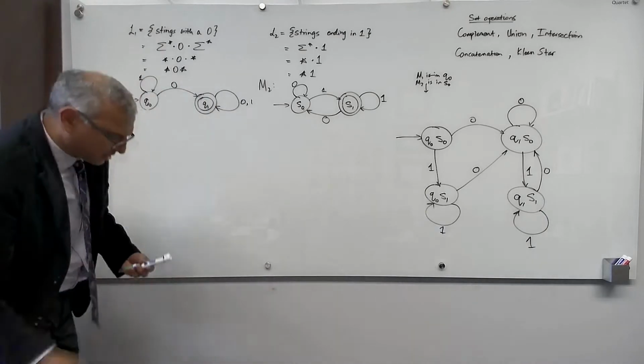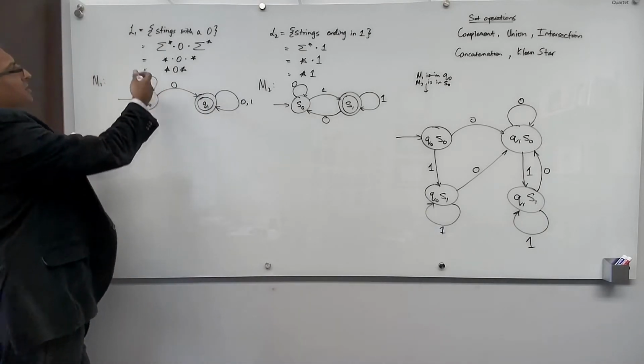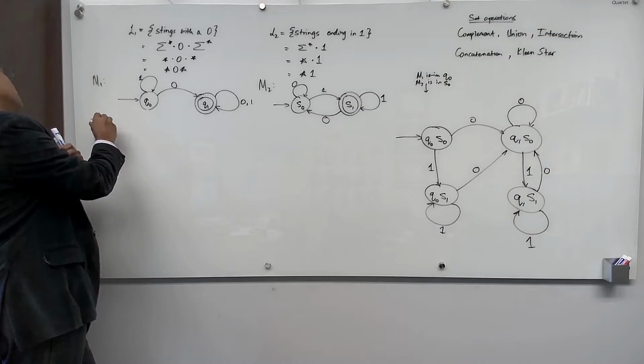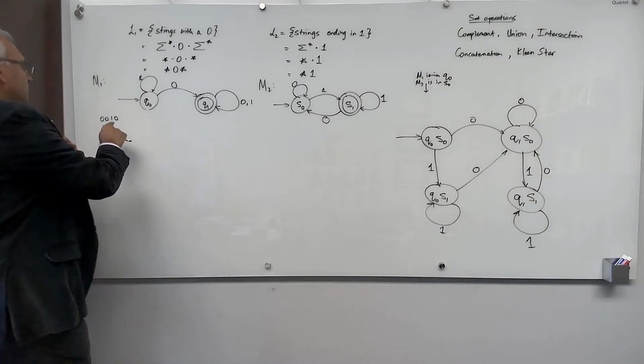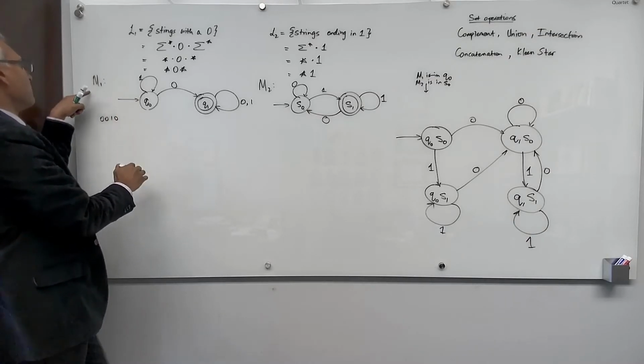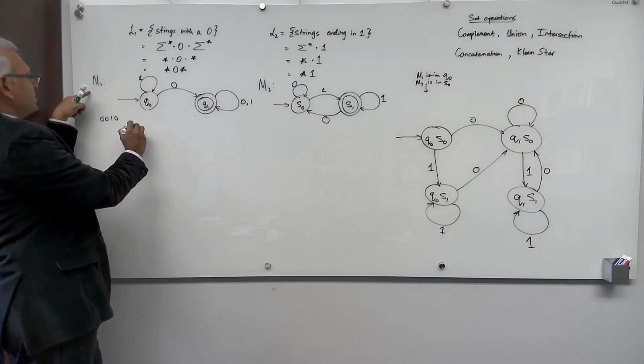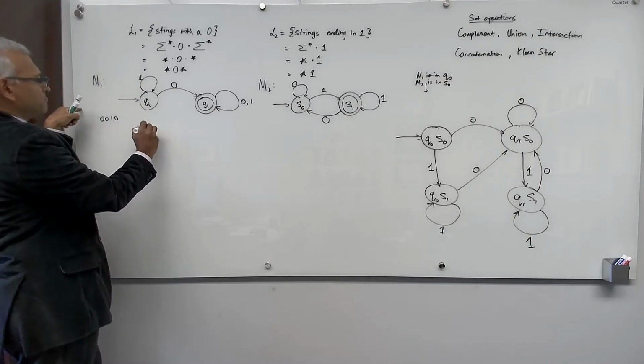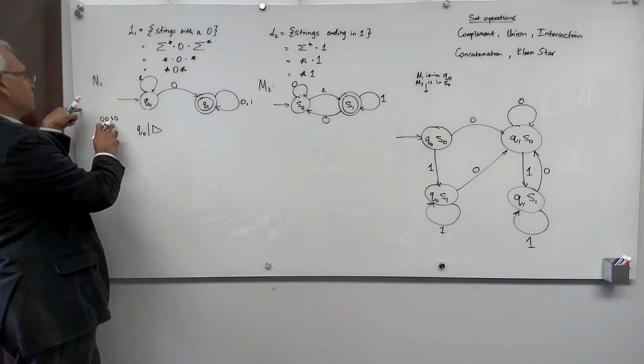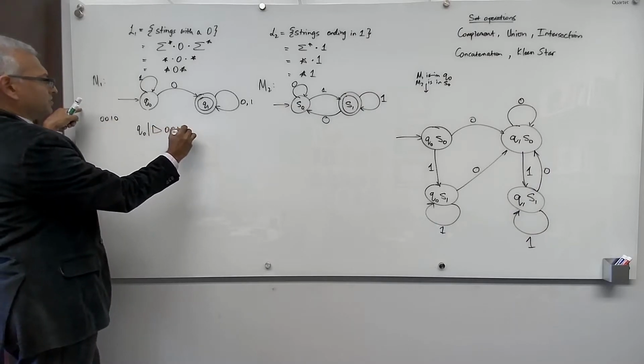So let's consider the string, let's say 0, 0, 1, 0. So what happens with M1? Let's talk about M1. We start in state Q0, and we're processing 0, 0, 1, 0.